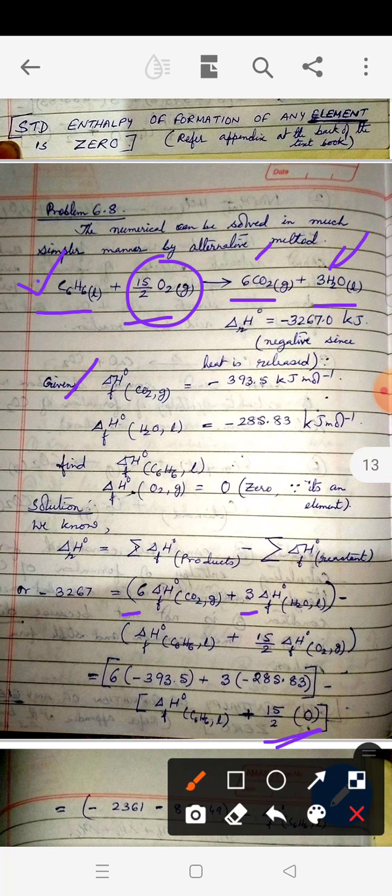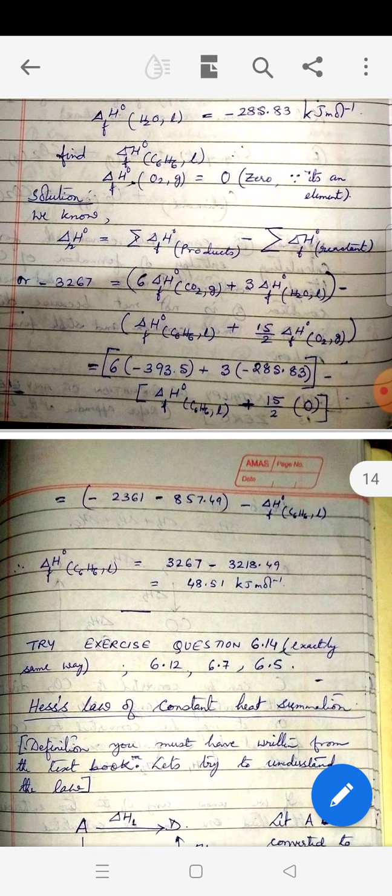So when we put all the values, we can find out the value of the enthalpy of formation of benzene. I think if you work it out this way, it is much simpler. Exactly the same way you can try exercise question 6.14 and some of the other questions: 6.12, 6.7 and 6.5. Thank you for the time being.